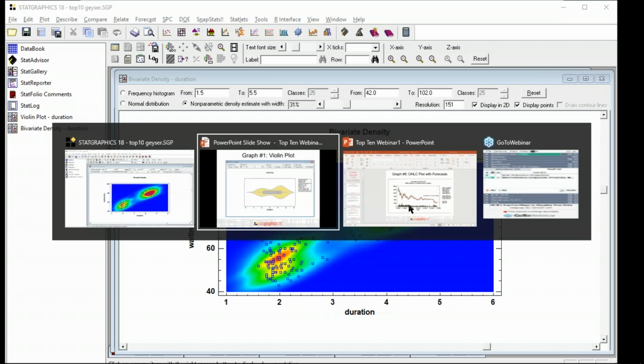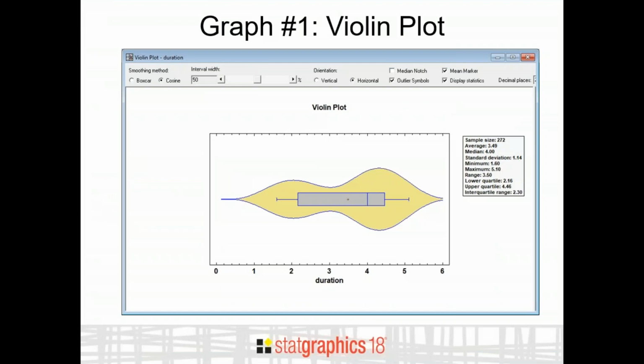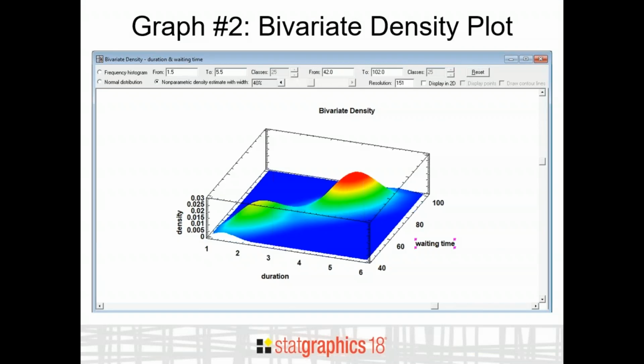Okay, well, back to my slides. Graph number 1, as I said, will be the violin plot. Graph number 2 of the top 10, the bivariate density plot.